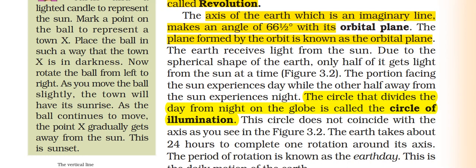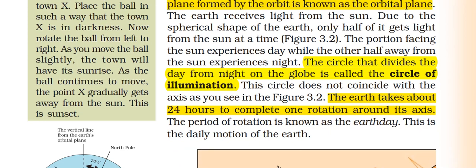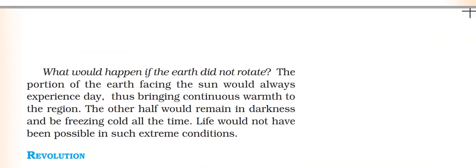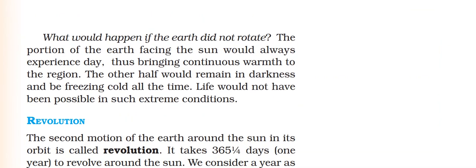The Earth takes about 24 hours to complete one rotation around its axis. The period of rotation is called a day. What would happen if the Earth did not rotate?